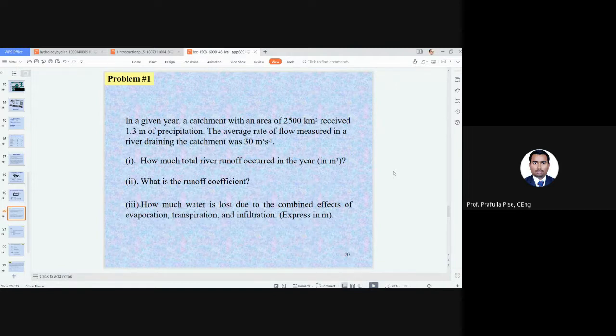We have been working on Unit 1 and Unit 2 of HWRE. Unit 1 was Introduction to Hydrology, and Unit 2 is about the runoff calculations. So, today we are going to see some numerical problems on these two units, as we have already covered almost every theoretical part of the first two units.